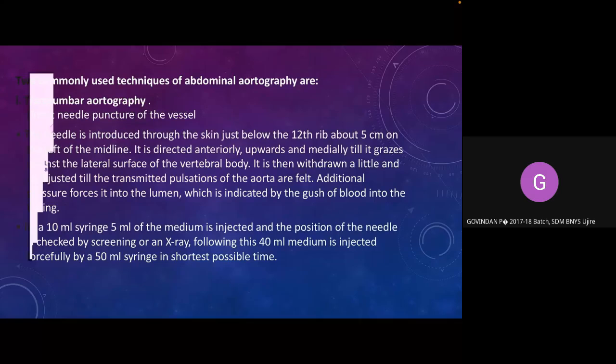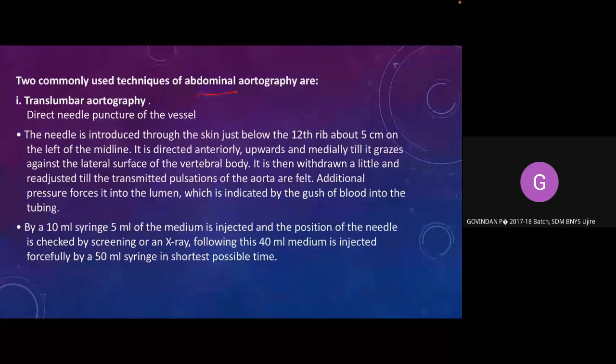We have commonly used techniques for abdominal artery. The needle is introduced at the 12th rib. I don't think this is all important for you. 5 centimeters on the left or more, that's all okay. We use a 10 ml syringe, and 5 ml of medium is injected for screening purposes, and then we inject 40 to 50 ml in the shortest possible time. Why the shortest possible time? Because he can go into anaphylaxis, and you should keep your adrenaline ready beside the patient before doing all such procedures, because the patient will collapse.